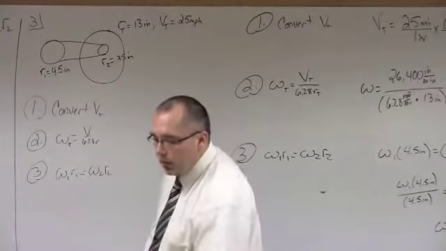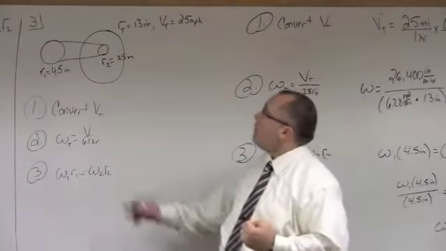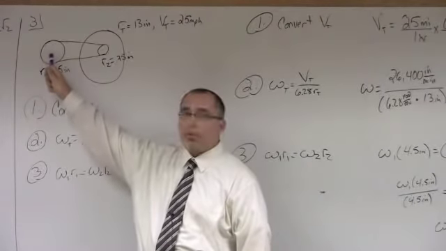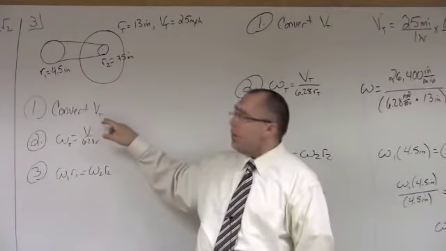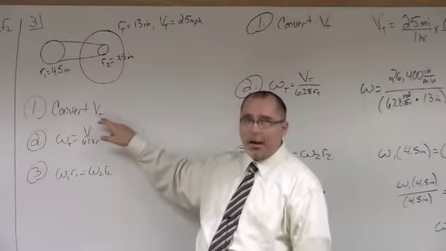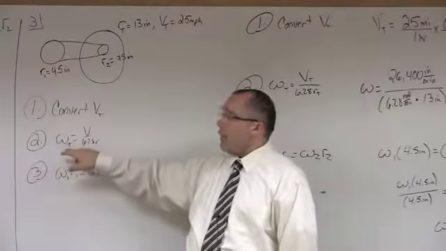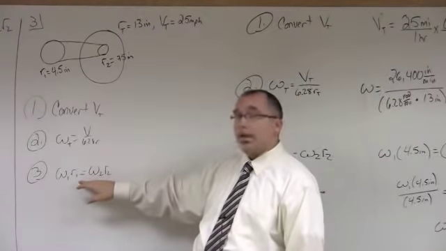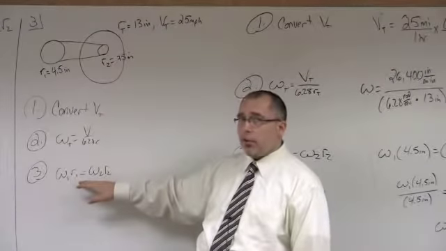Now, in order to do that, I want you to follow a 3-step, very concrete process here. If you're given how fast the bike is moving and you're finding out how fast the person is pedaling, the very first thing you have to do is convert the linear speed of the bike. Notice I put V sub t, t meaning tire, so you can use all the tire's information. Secondly, we're going to find the angular speed of the tire. And third, we're going to use that angular speed in the omega 1 R1 equals omega 2 R2 formula.